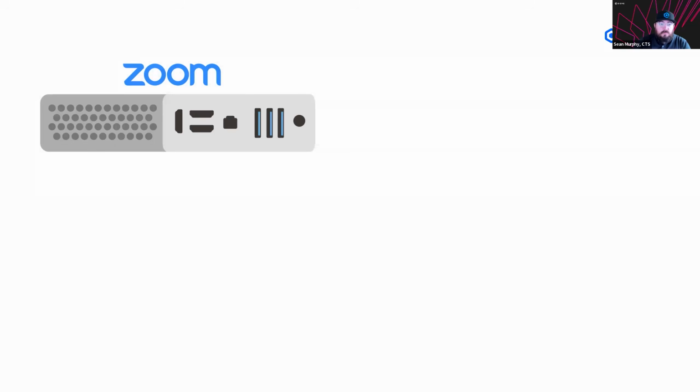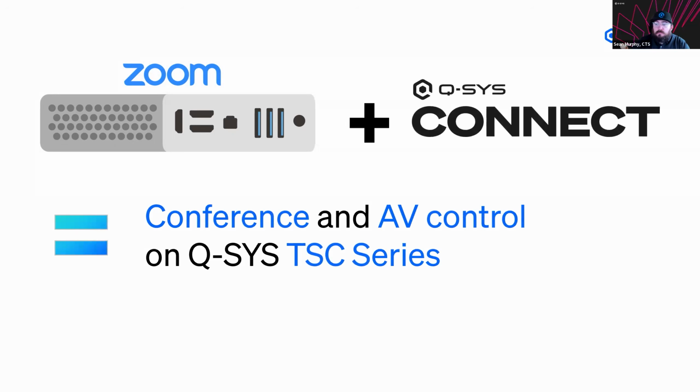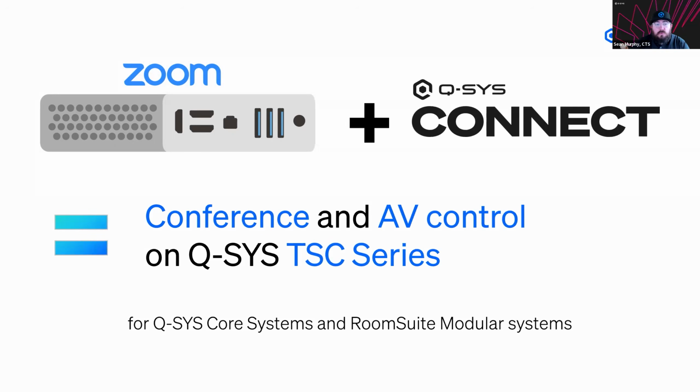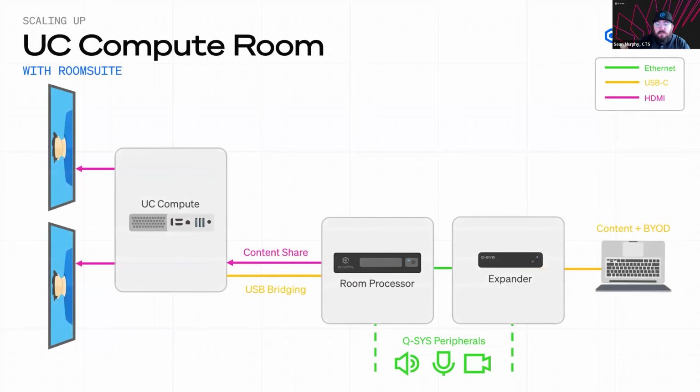So what we can do with a TSC 70 or TSC 101 is actually host the Zoom Room UI on our glass. This is for both core systems and RoomSuite Modular Systems. In that room with the UC compute, we can add a TSC 101 as an example, put Q-SYS Connect on the UC compute running Zoom, host the Zoom controller UI on our glass, and we could have two TSCs if we wanted.